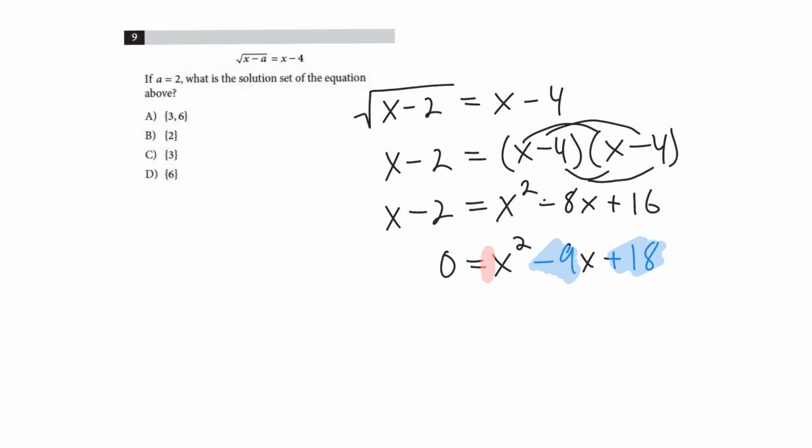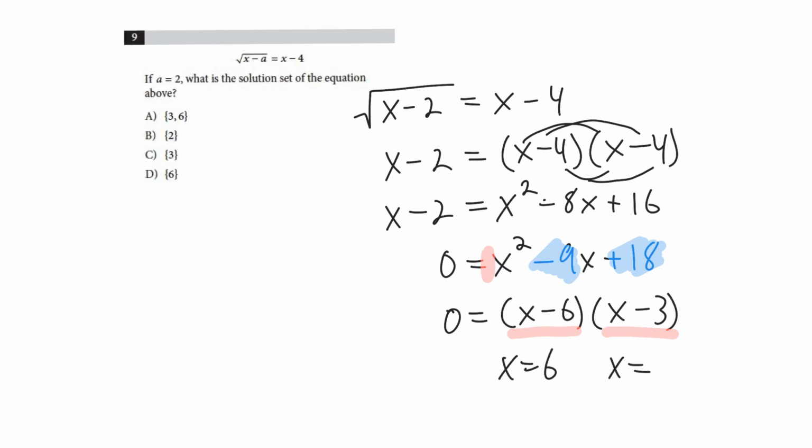Okay, well, in this case, that's not too hard. We can see that 3 and 6 multiply to 18. And if they're both negative, they'll add to a negative and they'll multiply to a positive. So we've got x minus 6, x minus 3. Okay, well, if we set both of these factors equal to 0, we'll see that x equals 6 would make the first factor 0, and x equals 3 would make the second factor 0.